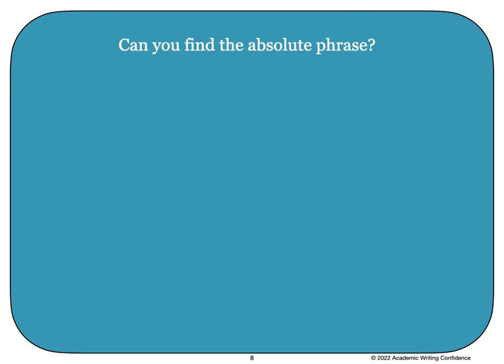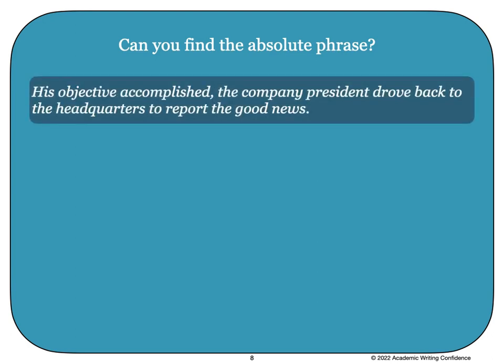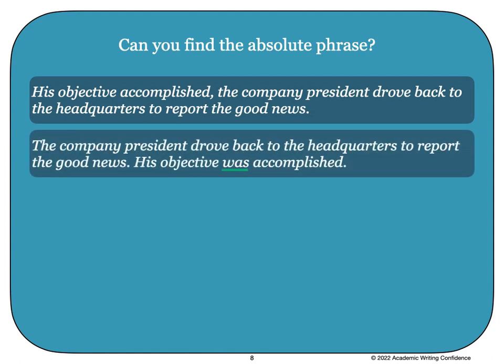Can you find the absolute phrase in these sentences? His objective accomplished, the company president drove back to the headquarters to report the good news. Can you see that the absolute phrase is at the beginning of this sentence? And it could have been written in two sentences in this way. The company president drove back to the headquarters to report the good news. His objective was accomplished. You can see that the be verb has been removed in the absolute phrase.